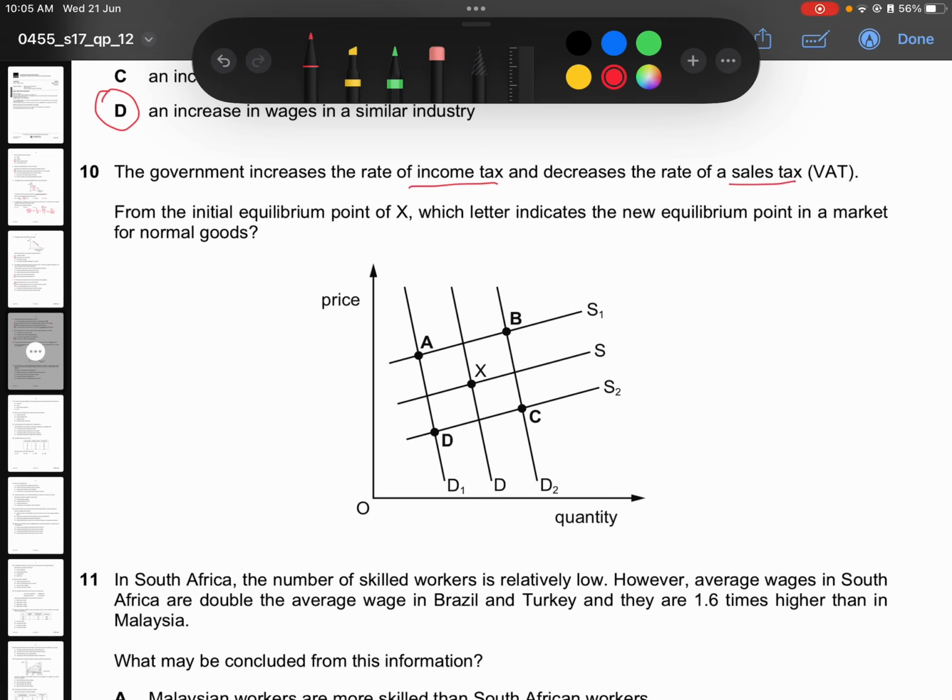From the initial equilibrium point of X, which letter indicates the new equilibrium point in the market for normal goods? Since you're talking about normal goods, when the income tax increases, your demand would shift to the left, so it should be on the D1 curve. And since there's a decrease in the sales tax, your supply will shift to the right because the supply is now at a higher point. So your answer should be D, where demand has shifted to the left and supply has shifted to the right or downward.